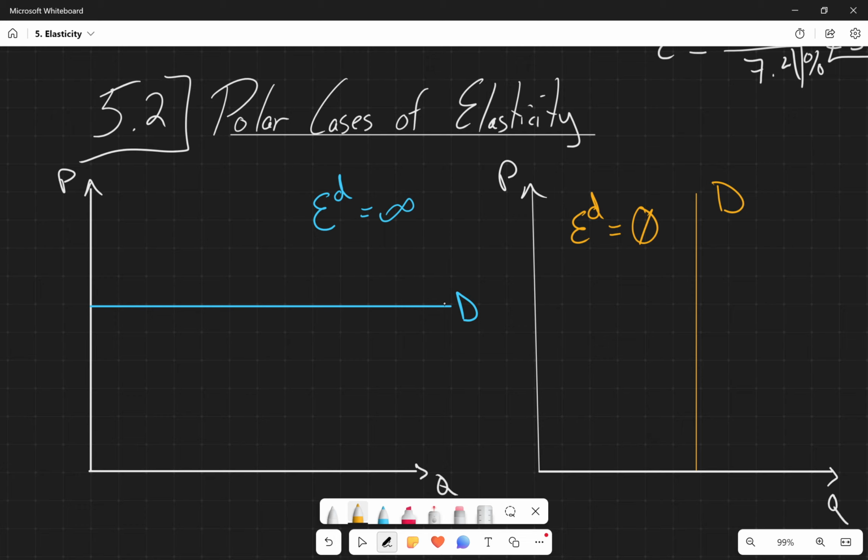So that's the notion with an infinite demand, is that essentially if you try to increase the price at all, your demand evaporates to zero. So you have to charge this price if you want to get any product.